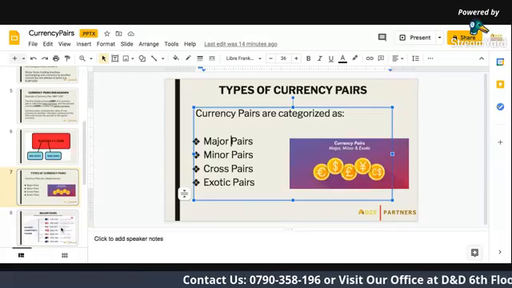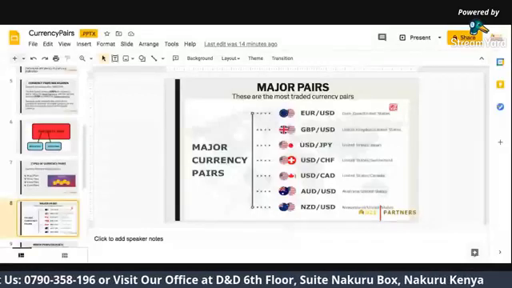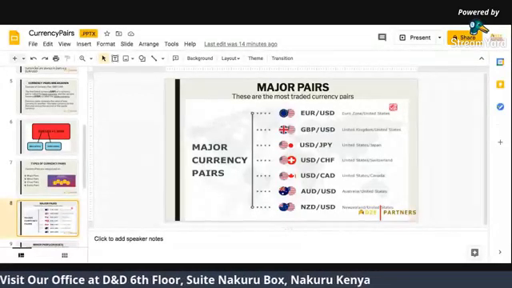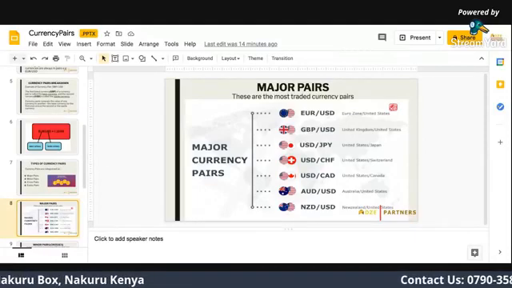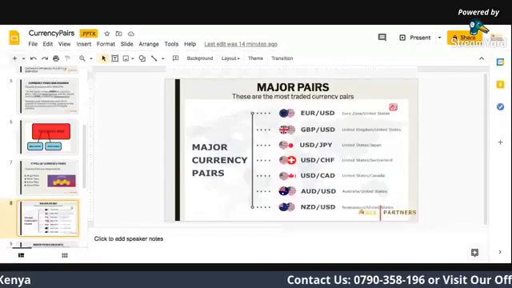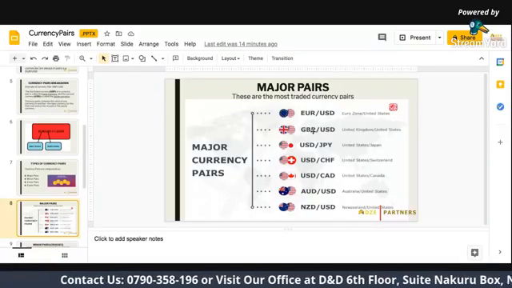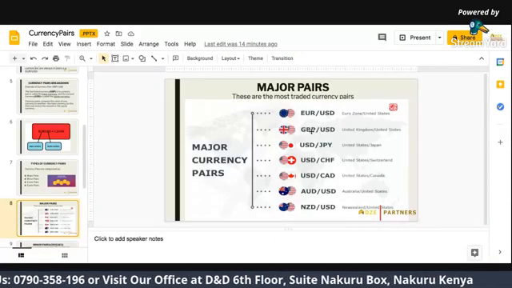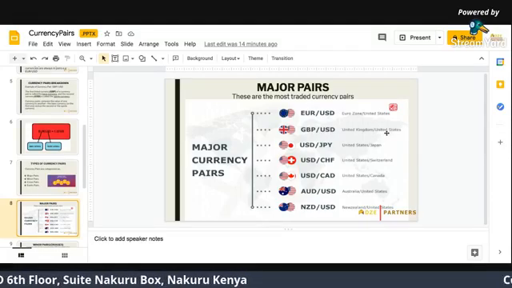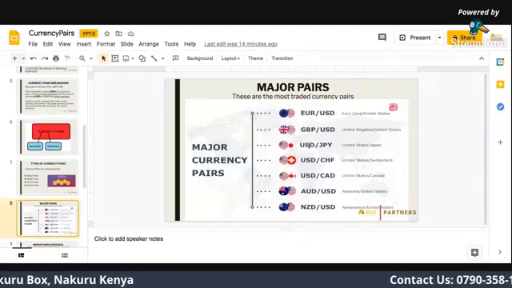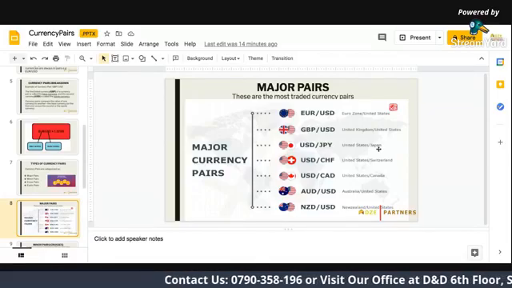The major pairs are usually the currency pairs that involve US dollar. Because remember, US dollar is the base currency for the global economy. So these are the major currency. Euro USD, that is for the Eurozone and the United States. GBP USD, we say GBP is for the British pounds, and then USD is the US dollar, so United Kingdom against United States. And then we have USD quoted against JPY, that is United States, quoted against Japan.